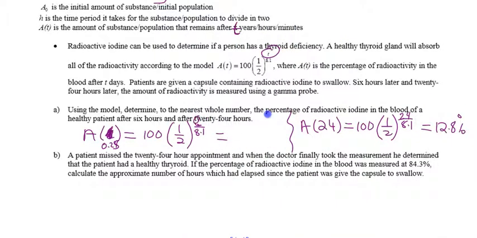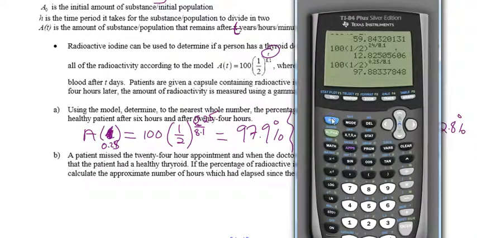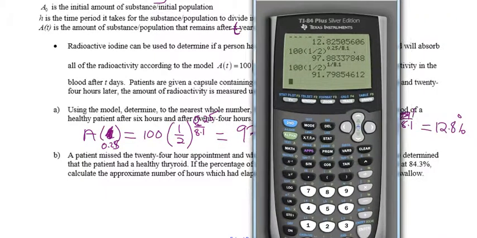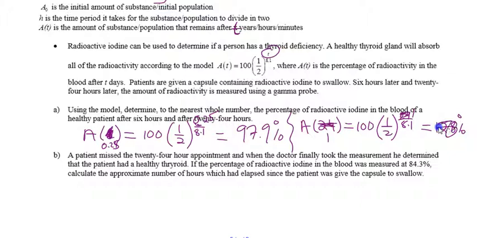Okay, so let's fix this. 0.25, 97.9%. And this one, 24 hours is 1 day. So I got to redo this calculation with a 1 now. Replace that 0.25 with a 1. And we get 91.79, or 91.8%. Okay, I figured I messed up because I had 6 hours being 54%, and this has 84.3.